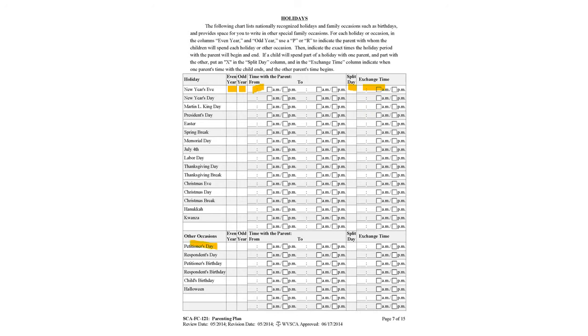Under other occasions, it talks about Petitioner's Day and Respondent's Day. These refer to what has traditionally been known as Mother's Day or Father's Day and recognizes that this may not be the case in your situation. If you have a very specific schedule in mind and you are unable to complete it on page 7, move forward to page 8.